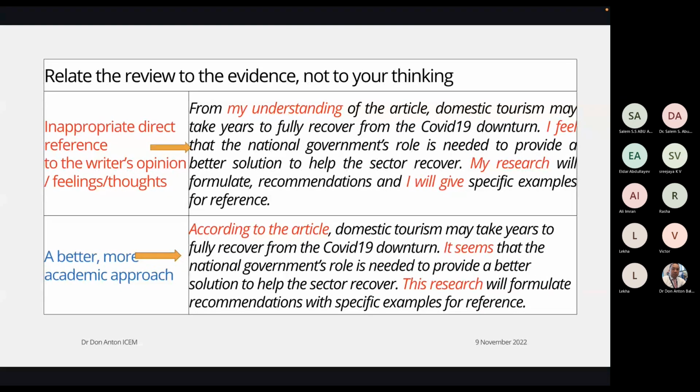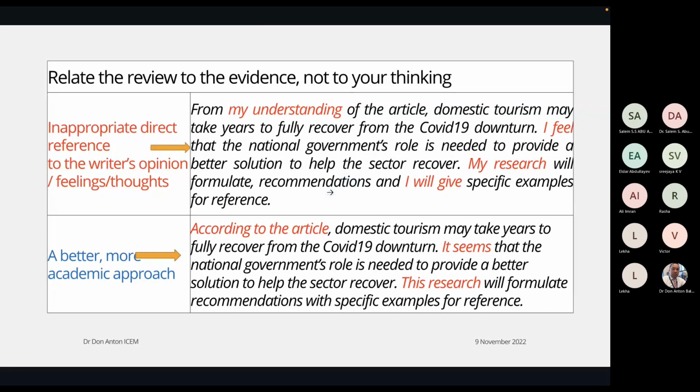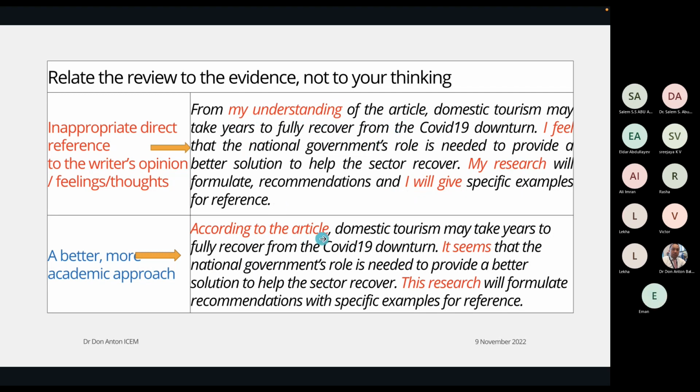Let us examine these two examples. The first example is considered an inappropriate direct reference to the writer's opinions, feelings, or thoughts because of the pronouns I, my, I again. A better, more academic approach: instead of saying "from my understanding of the article," you say "according to the article." Instead of saying "I feel that the national government," you would say "it seems that the national government's role is," and instead of "my research will formulate," you say "this research will formulate."